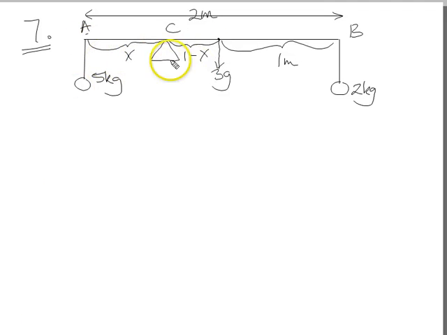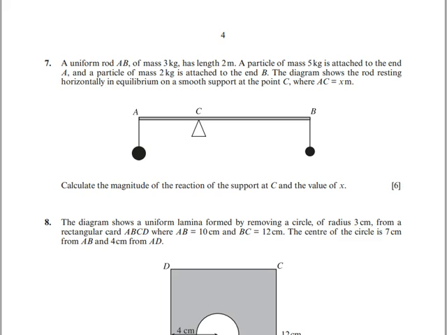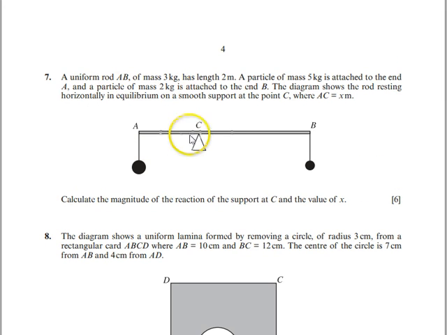Right guys, let's have a look at question 7. I've drawn the picture in advance, but let's just go back and have a quick look at the question from the paper itself. Question 7 then. Here it is. We've got this rod AB, a uniform rod of mass 3 kilograms and length 2 meters. So I've put that in the diagram.